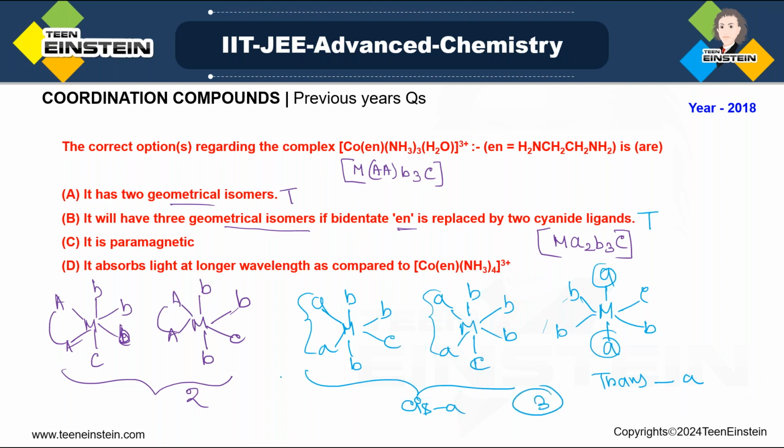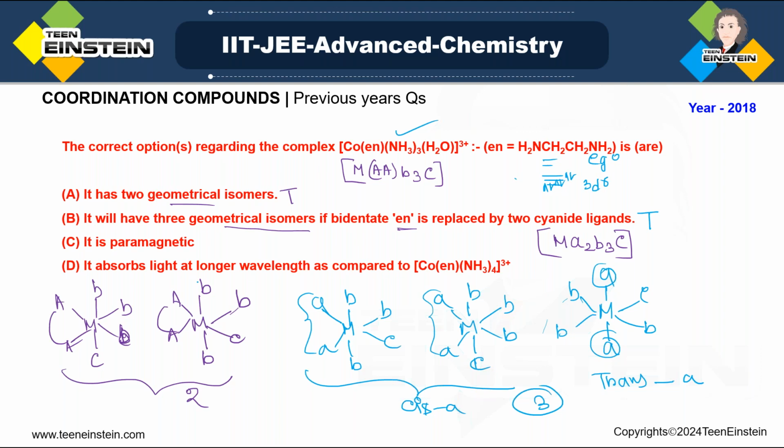Is it paramagnetic? That is, it is asking about this complex. Is it paramagnetic? It is cobalt 3 plus with strong field ligand. That means it will be 3d6, eg 0. It cannot be paramagnetic.